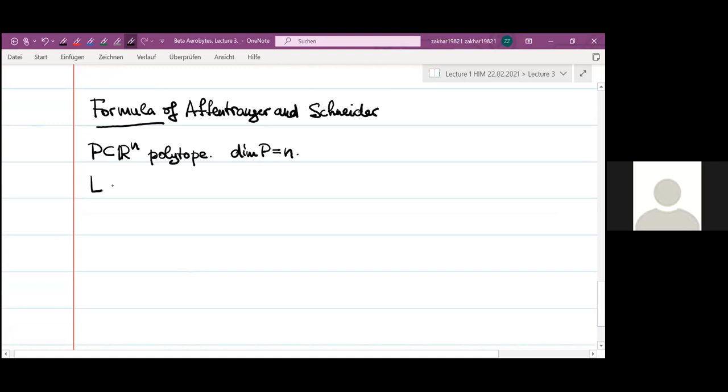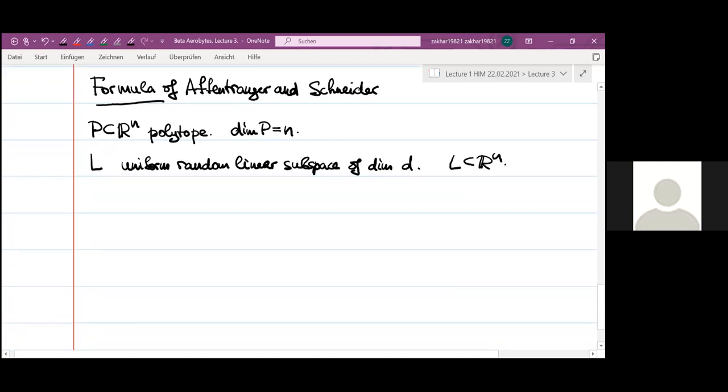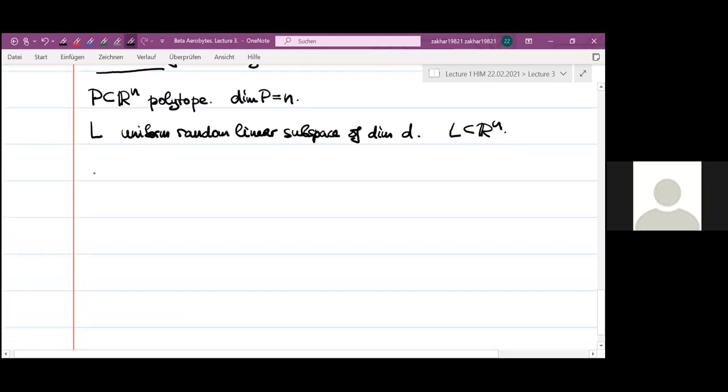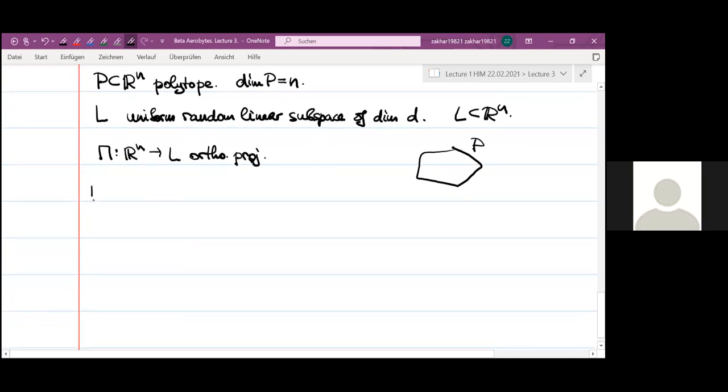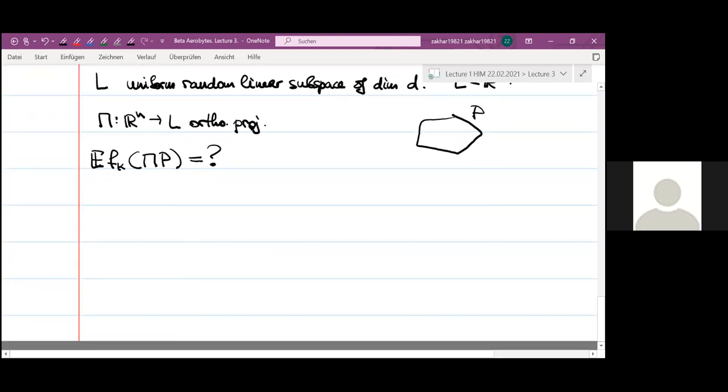And let L be a uniformly distributed random linear subspace of dimension d in R^n, of course. So everything is in R^n now. And we want to project this polytope P to L. So we denote by pi from R^n to L the orthogonal projection on this random linear subspace. So we take a polytope P and project it in a random way on a d-dimensional subspace. The question is, what is the expected number of k-dimensional faces of this projection? And the formula of Affentranger and Schneider allows us to answer this question in terms of angles of the polytope P, as we shall see in a moment. So here is the solution.